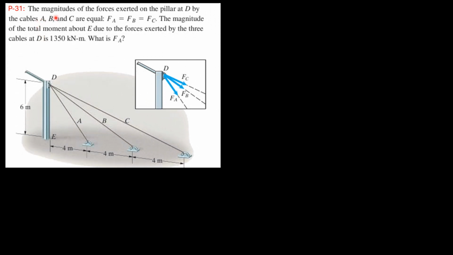So here we go. The magnitudes of the forces exerted on the pillar at D by the cables A, B, and C are equal. So FA equals FB equals FC. The magnitude of the total moment about E due to the forces exerted by the three cables at D is 1,350 kilonewton meter. And the sense of that moment, although not given, is obvious because the resultant passes through D and all cables are directed down to the right. So the moment of the resultant would be clockwise about D. So that is clockwise. So what is the magnitude FA?